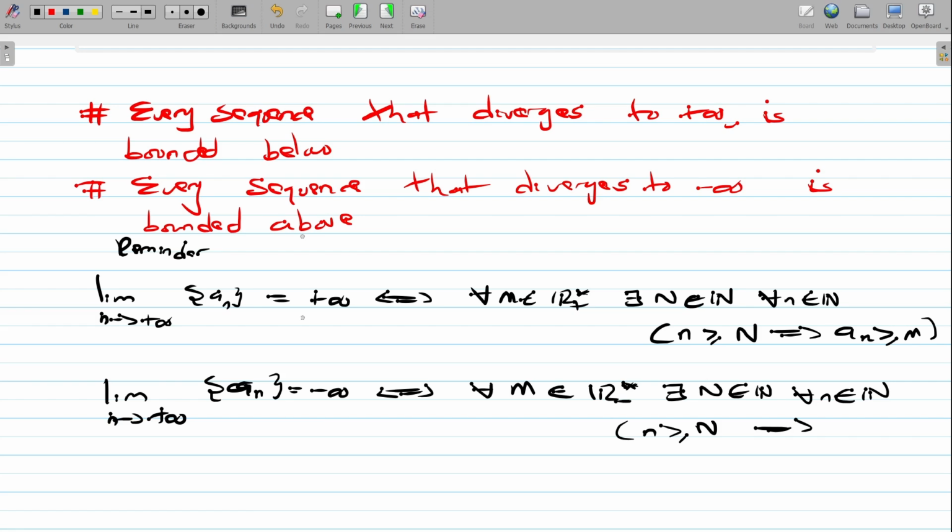And then maybe here we can use a different sequence. Instead of a sub n, we can maybe use b sub n. Then here we can say b sub n is less than or equal to M. Now this is just me reminding you what it means for a sequence to have limit positive infinity and for a sequence to have limit minus infinity.